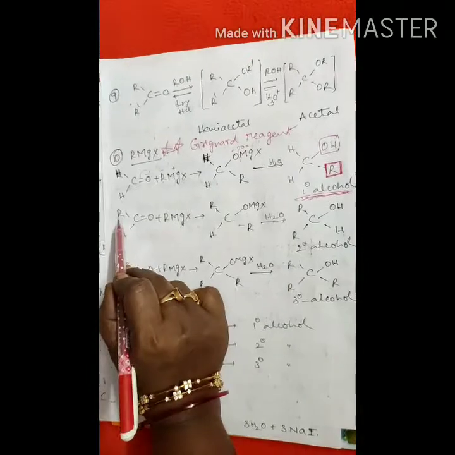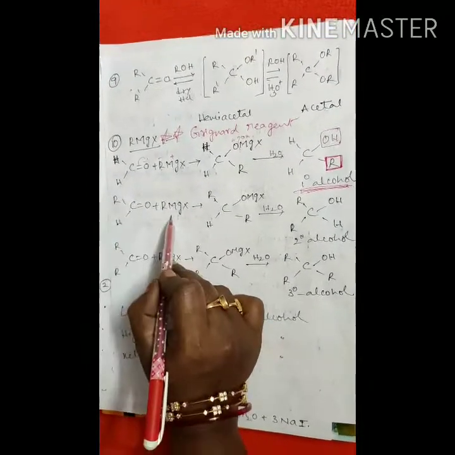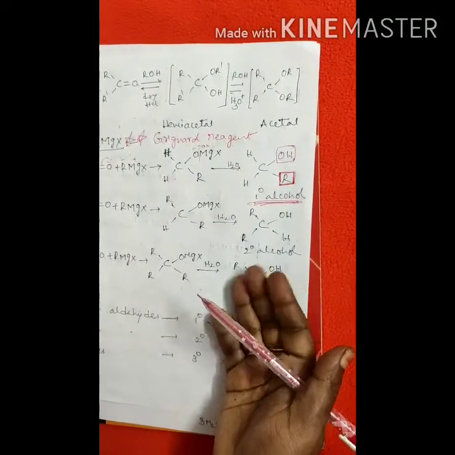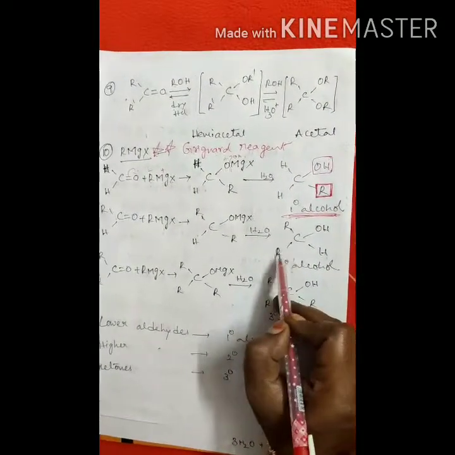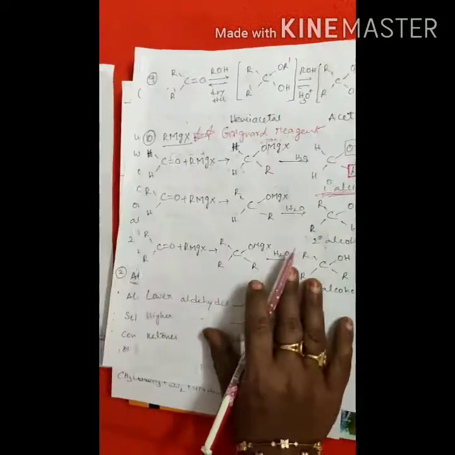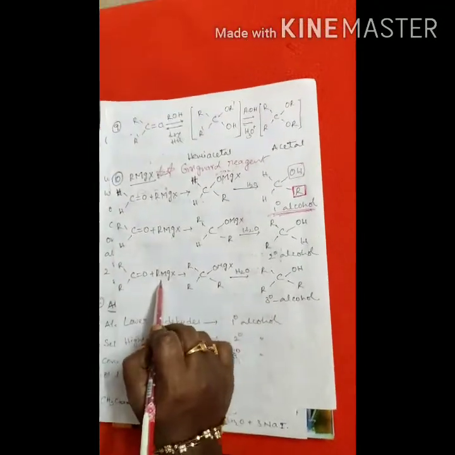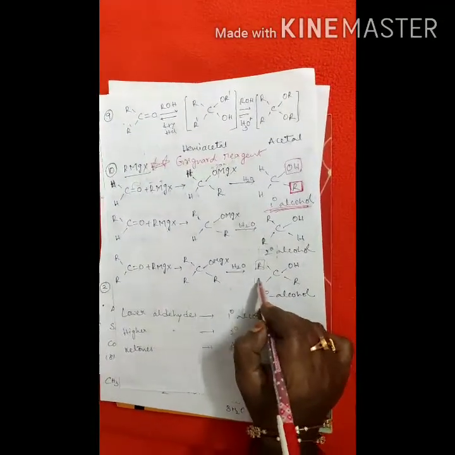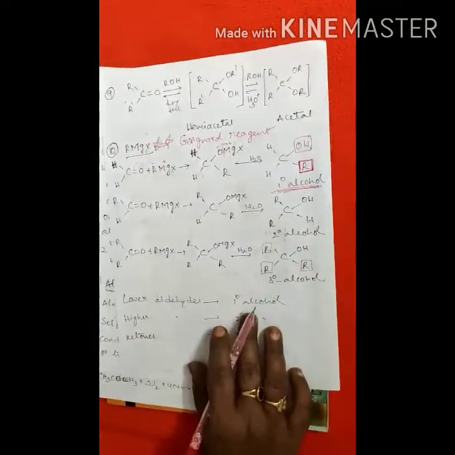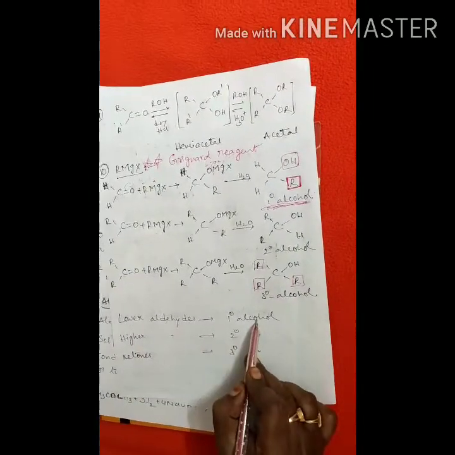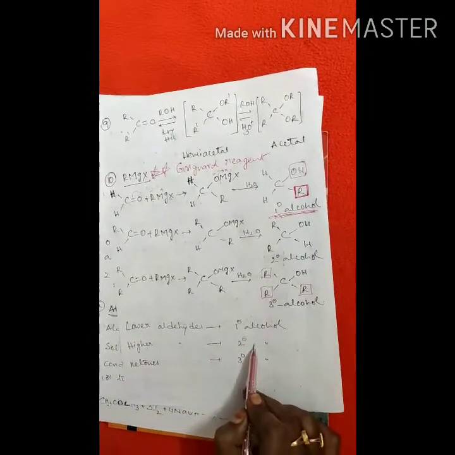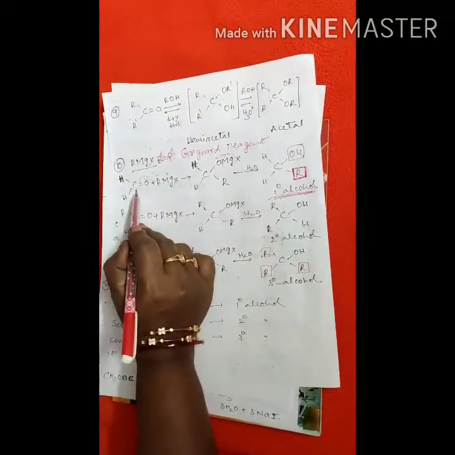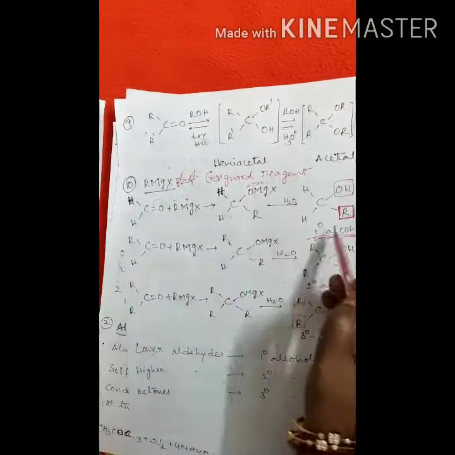And next, higher aldehydes react with RMgX. It gives secondary alcohol. The same mechanism takes place here, but it consists of two alkyl groups, so it is known as secondary alcohol. Ketones react with Grignard reagent to give tertiary alcohol, because it consists of three alkyl groups. So in short, lower aldehydes give primary alcohol, higher aldehydes give secondary alcohol, ketones give tertiary alcohol. Whatever it may be, carbonyl compounds react with RMgX to form alcohol.